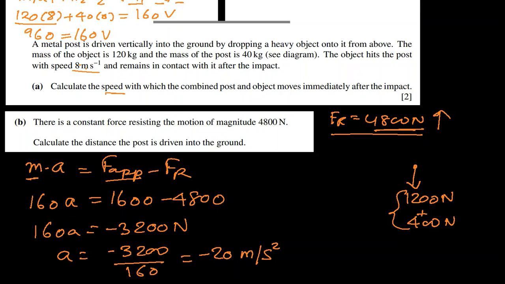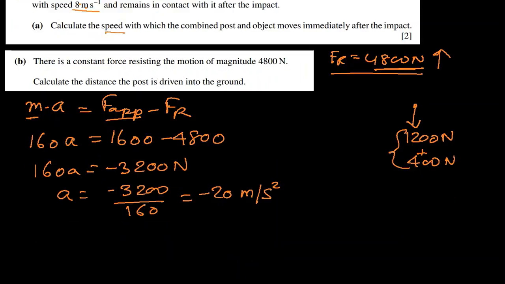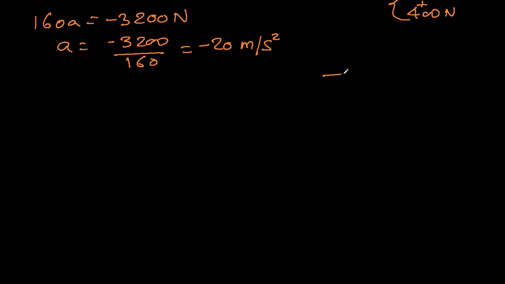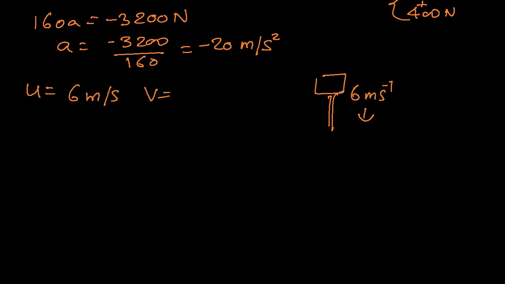Now we know the acceleration, and the question is how much distance it goes into the ground. So when the object hit the pole and they became one body, we got that their combined speed was 6 meters per second downwards, right? So that is our u. So u is 6 meters per second downwards, v is 0. After some time, it will go into the ground and stop, right? Acceleration, we just got minus 20 meters per second squared.